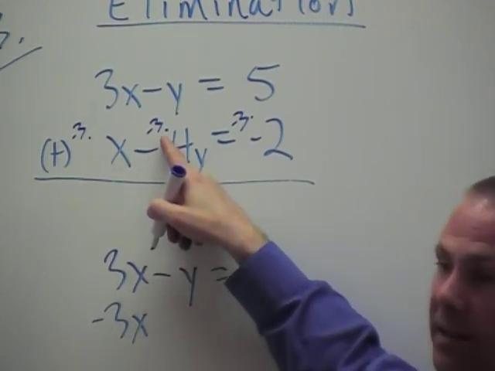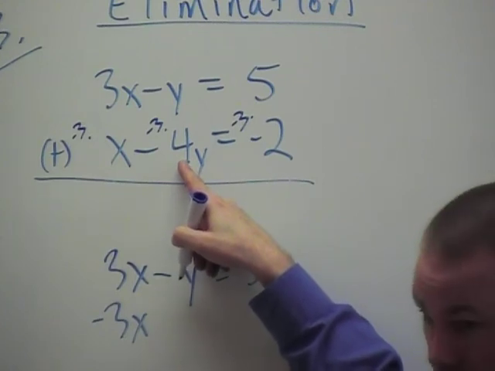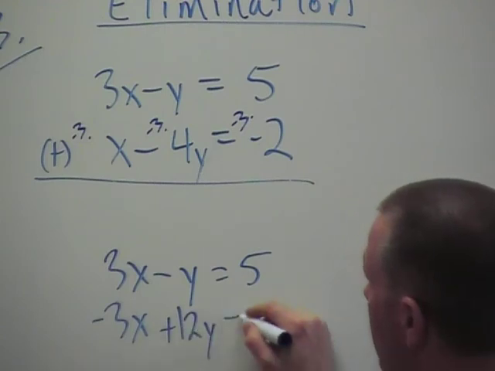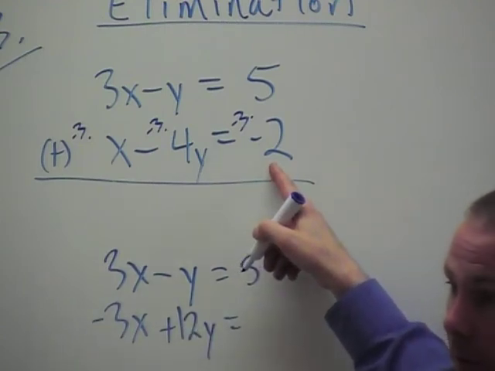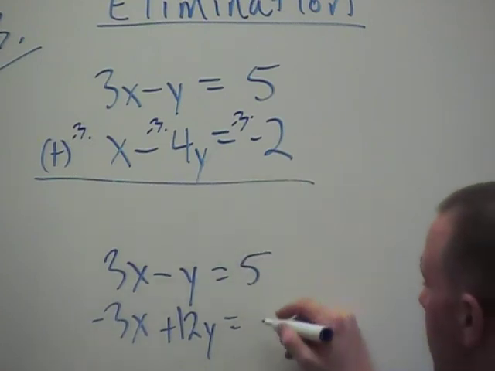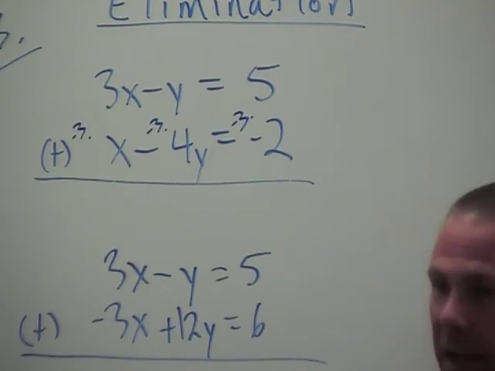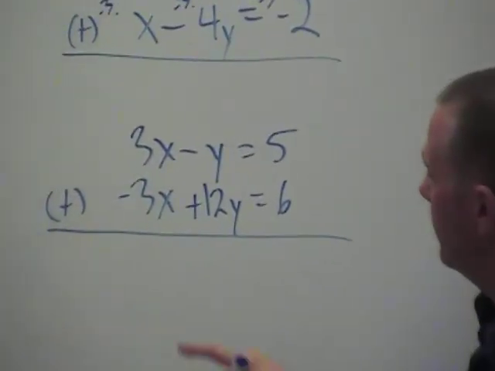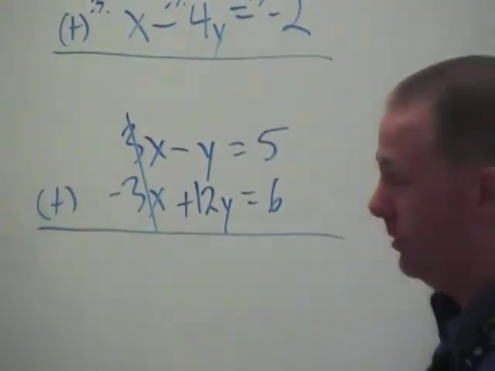Yeah, this will be a positive. -3 times a -4 will be positive 12y. And this becomes positive 6. Oh, it's -3. Okay, so watch what happens. The x's are eliminated, right? 3 and -3 is 0. So they are now gone.